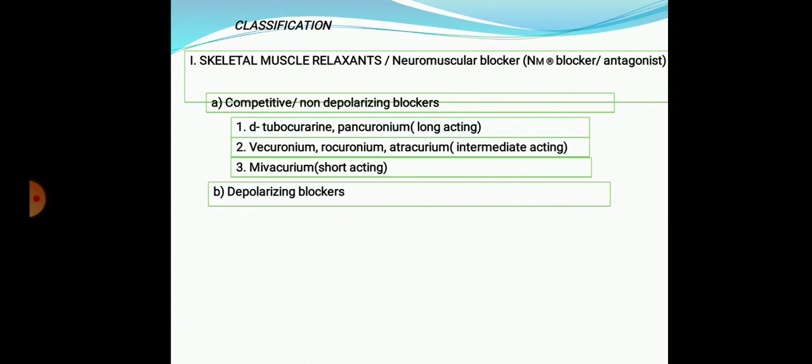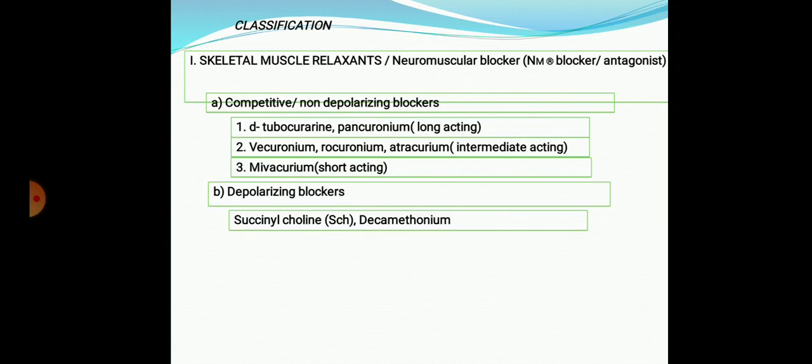Second, depolarizing blockers. That makes the difference. The first one was non-depolarizing blocker, and the second one is depolarizing blocker. These are drugs which can activate NM receptors, but they continue to activate without a halt, and the continuous activation of the receptors finally leads to desensitization of the receptors, leading to loss of activity of the receptor and skeletal muscle relaxation.